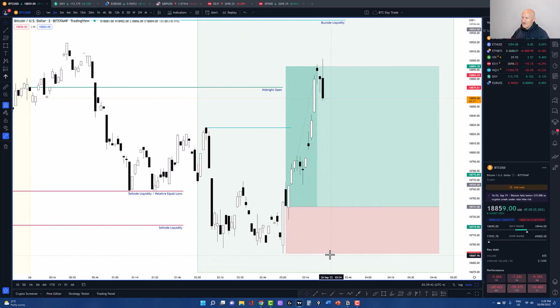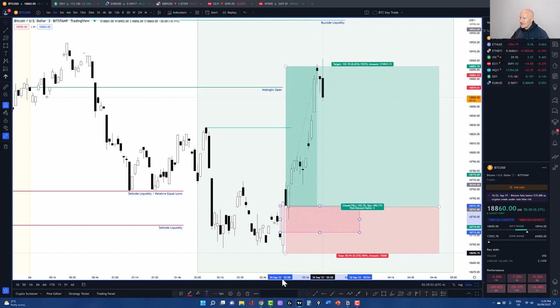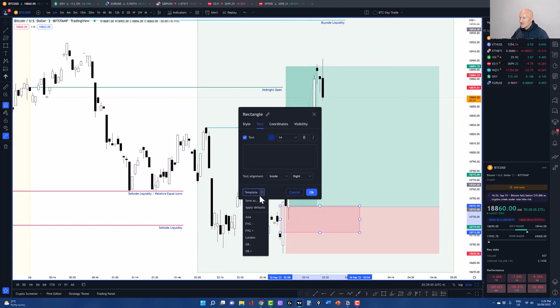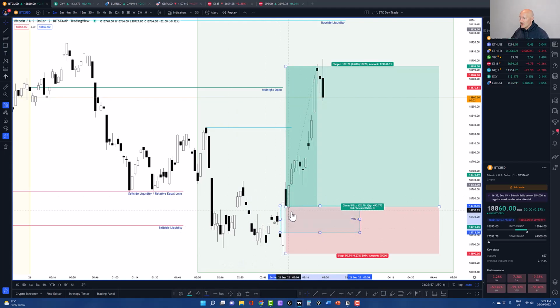So this is our fair value gap here. So 1, 2, 3 candles. So this is our bullish fair value gap. So our bullish imbalance would be here. Just mark that out so it's nice and easy to see. You can see that here.